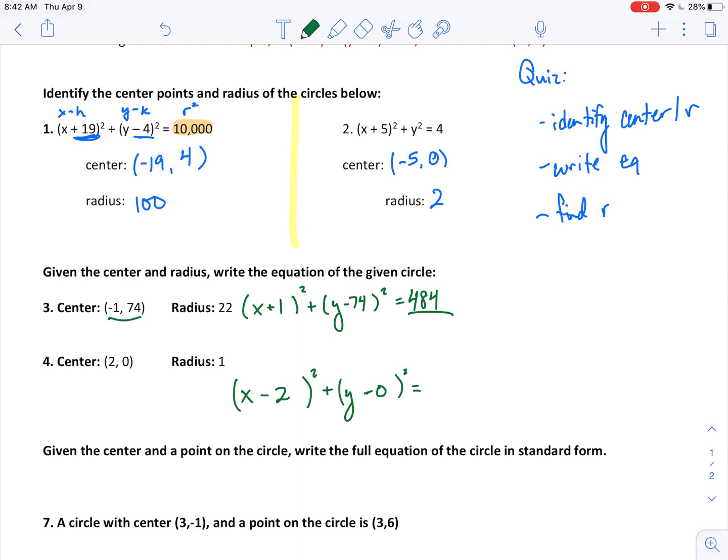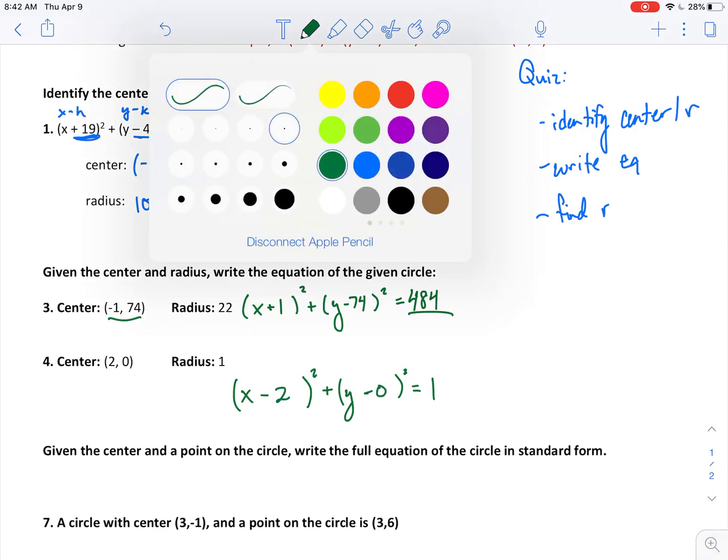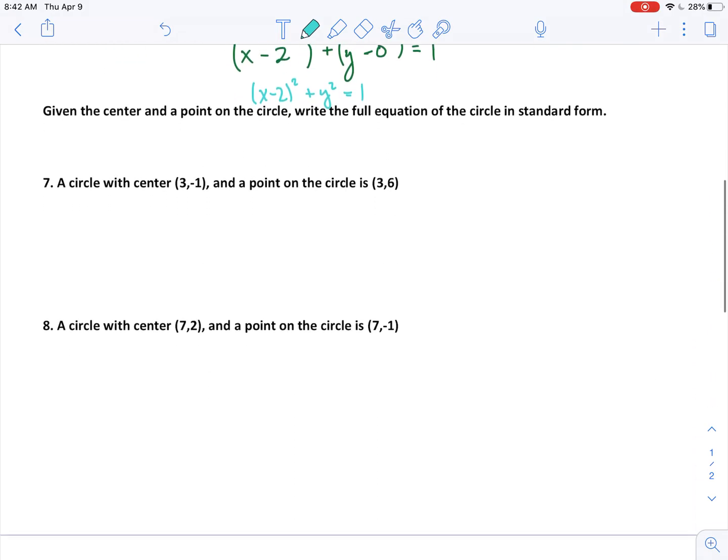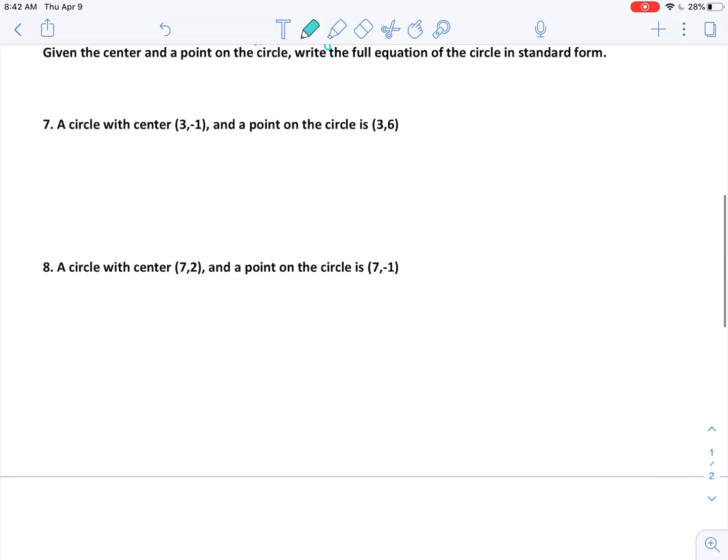And let's do the same thing here. So this is x, y. The center's at positive 2, 0. Positive 2 becomes negative 2, 0 is minus 0. And 1 squared is 1. Now, of course, if you wanted to write this as x minus 2 squared, plus y squared equals 1, if you want to leave it like that, that's fine.